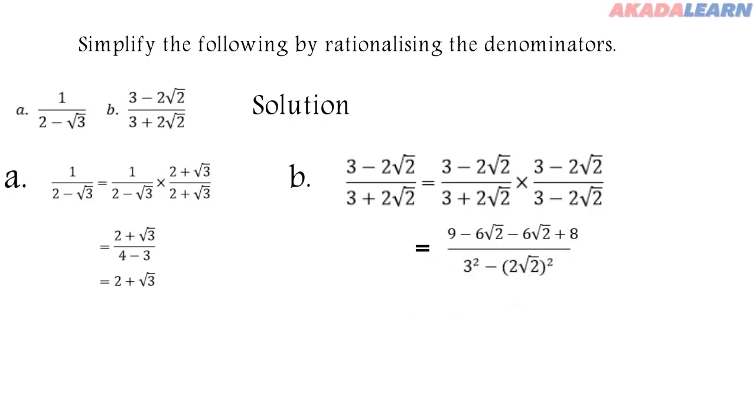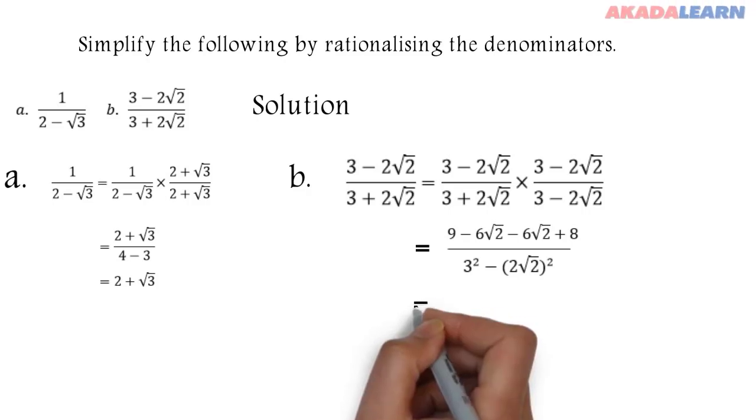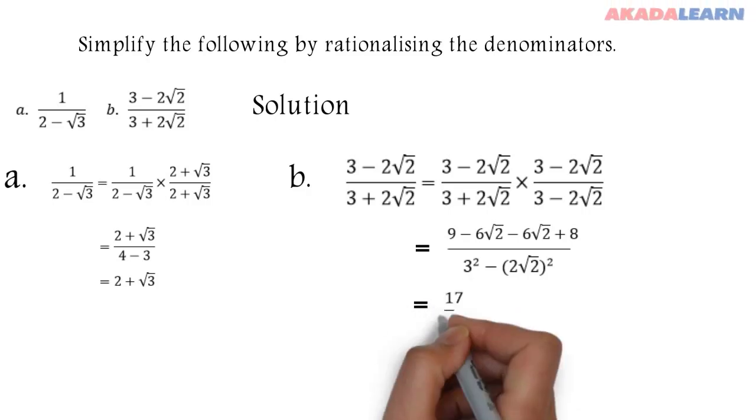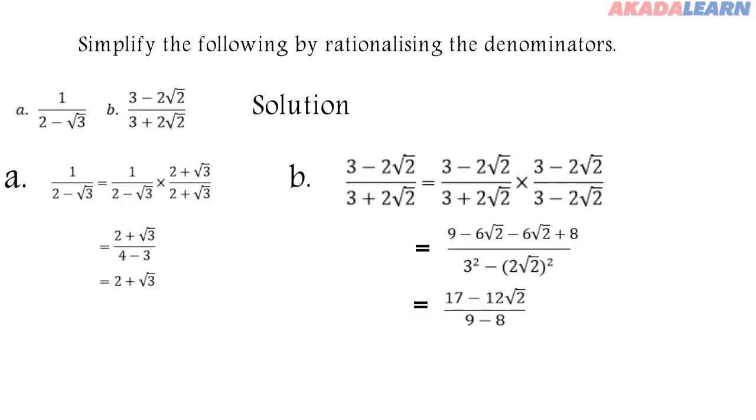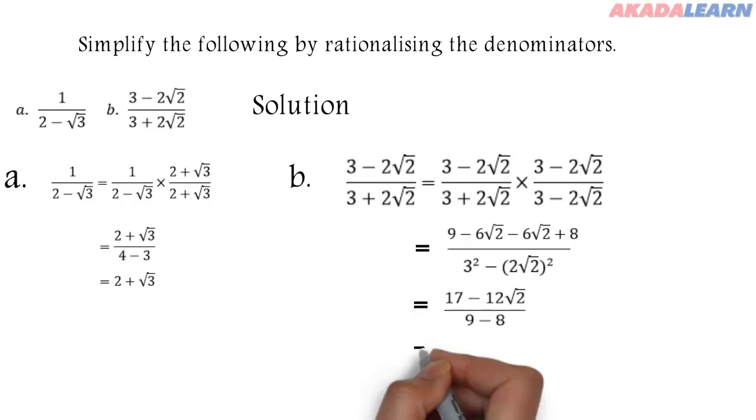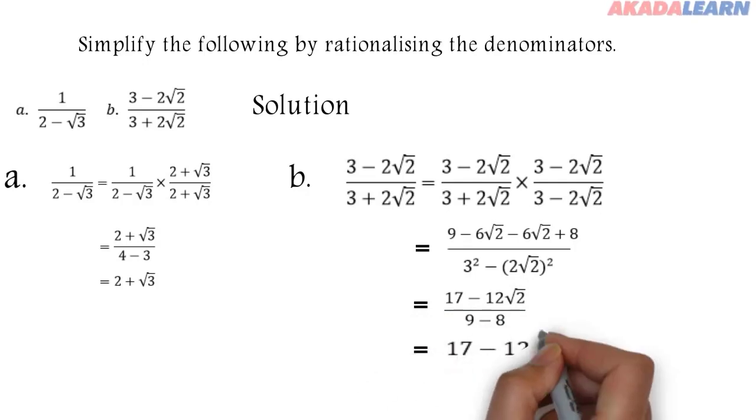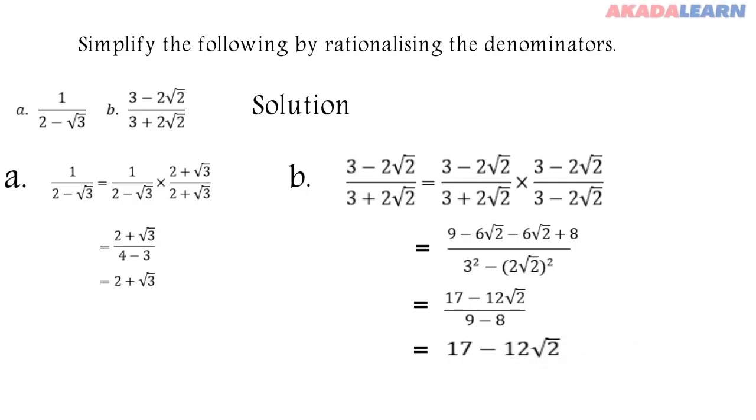So let's simplify the numerator now. 9 plus 8, we have our 17. Then minus 6 root 2 minus 6 root 2 is minus 12 root 2. Let's simplify the denominator. We have 9 minus 8. And again, our final answer is 17 minus 12 root 2.